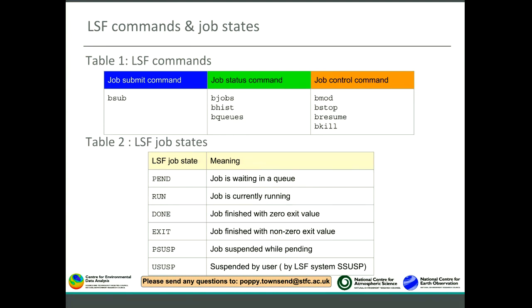On table two, I put the job states. That's an important attribute of the job. The job state varies from the time you submit it to the time it completes. It goes from state PEND to RUN to DONE. It might not complete successfully, so we'll have an exit value which is non-zero. And you might want to manipulate the job by stopping it for some time and resuming it, then the state will change to, for example, PSUSP, which means it was suspended while it was pending.